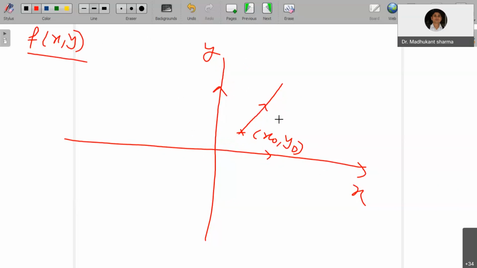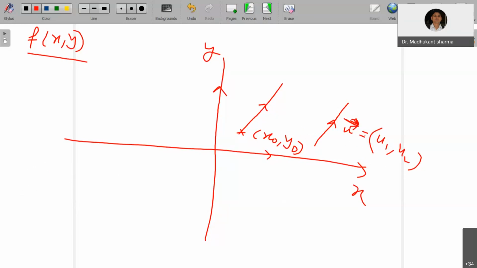This is going to be a vector. So I'm going to identify the rate of change in the direction of this vector u. Let's say its components are u1, u2. And further, it will not harm to use that as a unit vector.